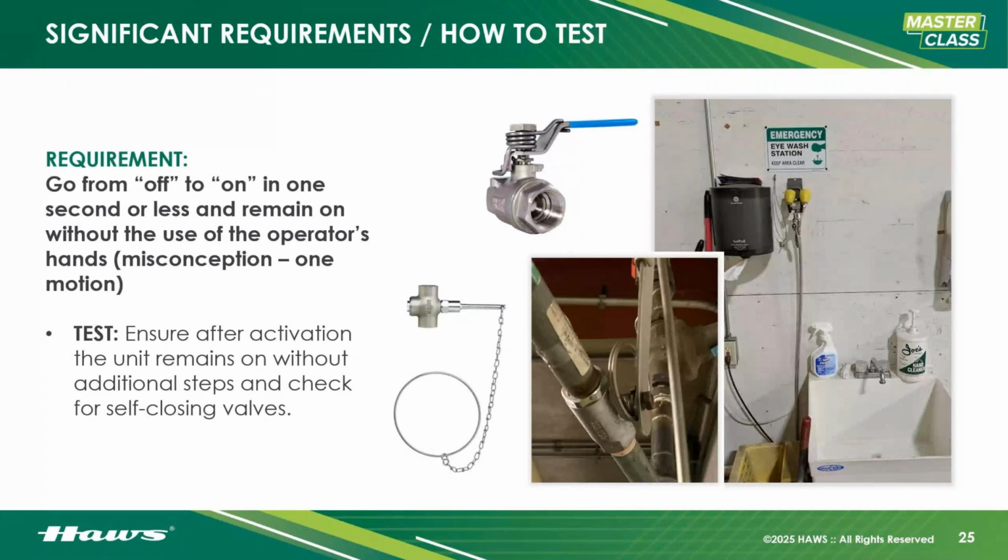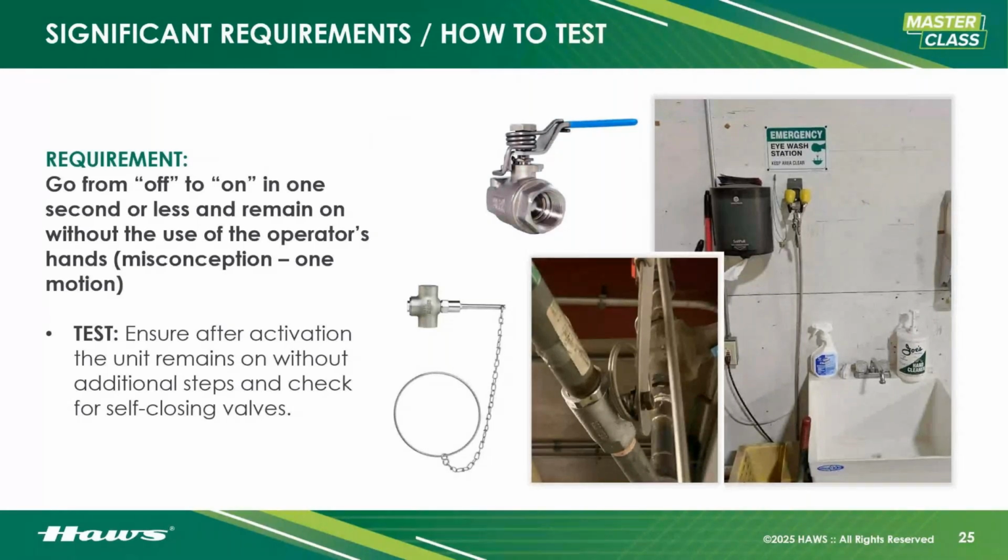If you have self-closing valves in place, and they look like what you see here on the screen, the three examples on the left, those need to be removed. You need stay-open valve systems that allow it to be activated. You can let go and continue using the device. I can rub my belly and pat my head at the same time. I can't hold my eyes open, remove my clothing, activate a shower, hold open an eyewash, etc., all at the same time. This is very important. So make sure you have self-closing valves removed and you have stay-open valves in place.